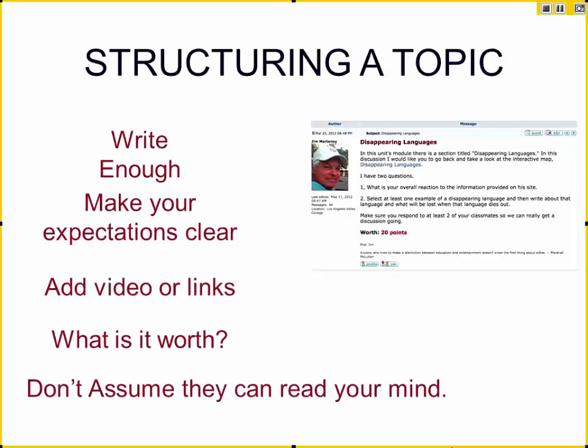Don't assume they can read your mind. We can be very sloppy in a face-to-face class. We give an assignment and they have a question. We answer it, they have another question. Online, we can't do that. We need to be as clear as possible from step one to really let them know.